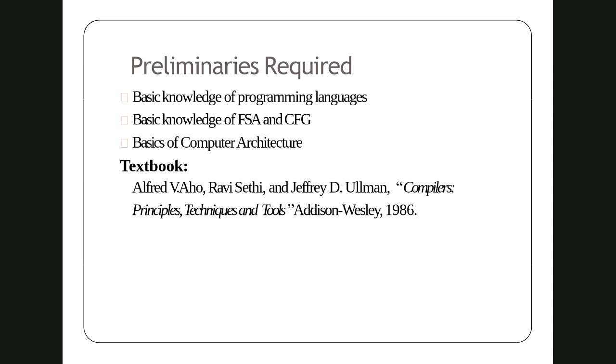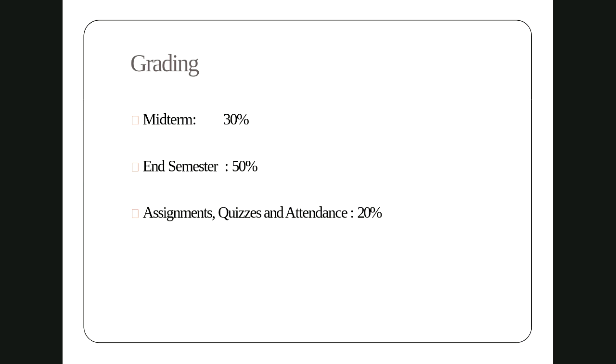Okay, so the preliminaries of this course: you should have knowledge of a programming language, finite state machines and finite state automata, context free grammar, and basics of computer architecture as well, right? The textbook for this course is Aho and Ullman, Compilers: Principles, Techniques and Tools. You already know the grading part: midterm 30%, end term 50%, assignment, quiz, attendance. But this time we won't consider attendance that much, in online mode.